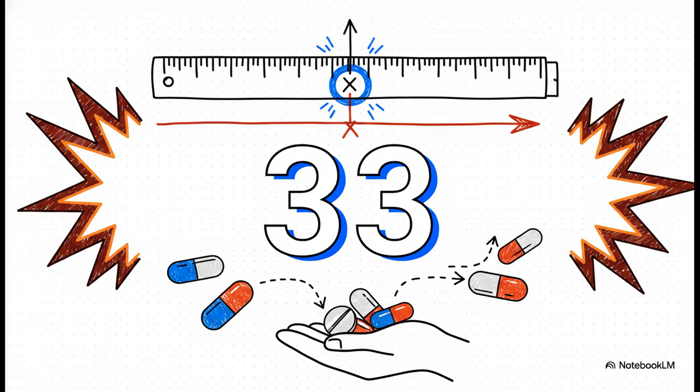Clinically speaking, 33 millimeters is the magic threshold. When a patient's VAS score crosses that 33 millimeter mark, prescribing pain-relieving analgesics becomes clinically mandatory. You simply cannot ignore a score of 34.